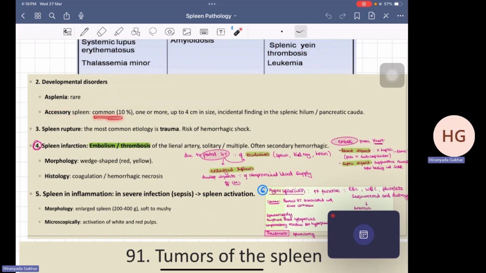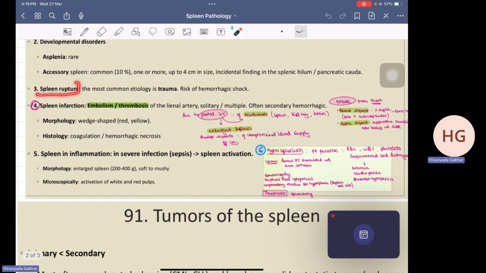This is relatively more common, and they can be up to 4 centimeters in size. And it is important to know that accessory spleens usually don't have any particular symptoms, and they're often an incidental finding in the splenic hilum or in the pancreatic cauda. The next one is splenic rupture. Splenic rupture's common etiology is trauma, and because of this, it can lead to hemorrhagic shock due to extensive bleeding. The fourth is splenic infarction.